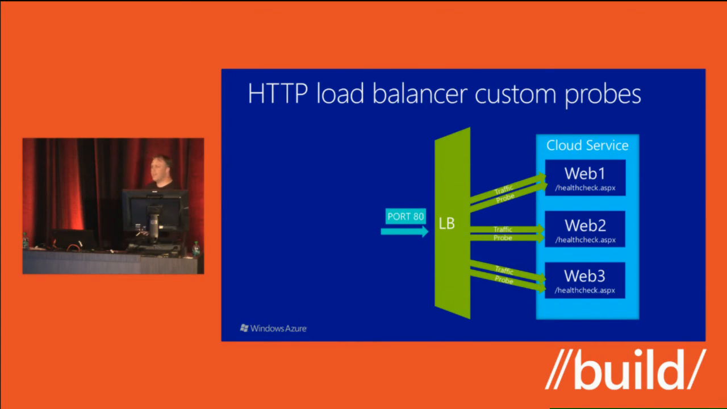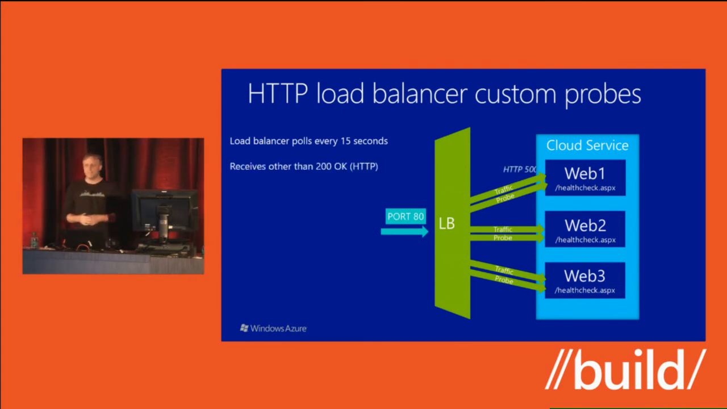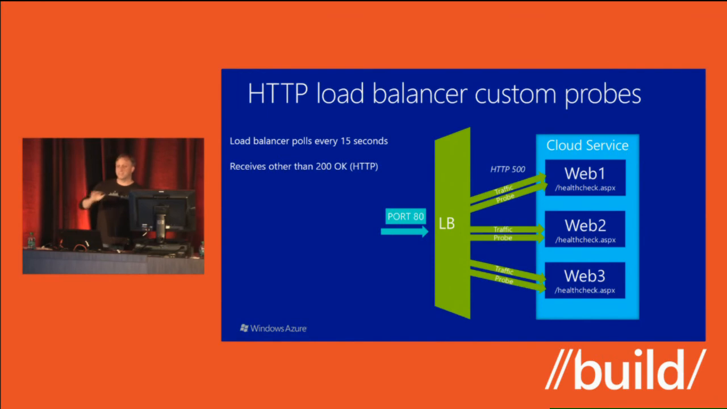So you can extend the load balancer via custom probes. And how this works is our load balancer actually polls your website every 15 seconds. Whenever you configure custom probes, that is. By default, if you just configure an endpoint in a portal, none of this happens. But using custom probes, if the website returns back anything other than a 200, like 500 for instance, the load balancer will automatically take that node out of the load balancer. It does continue polling, though.